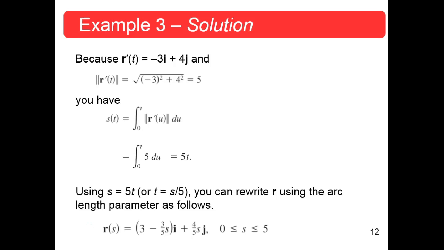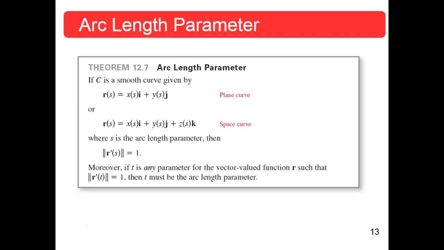And s is going from 0 to 5. Now, I want to make sure we're not skipping anything, though. This is theorem 12.7, arc length parameter. Now, this is a lot more generic, not as specific as the other. If C is any smooth curve given by r of s, now we're in the arc length parameter, not the one we just had, any of them.